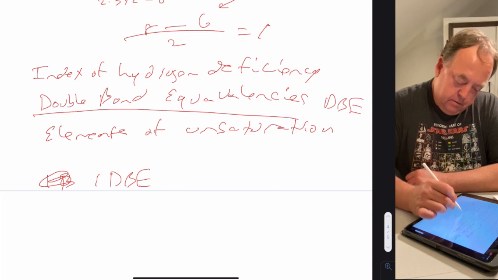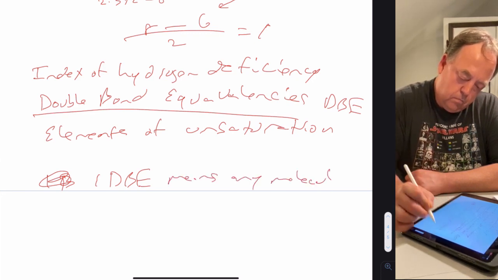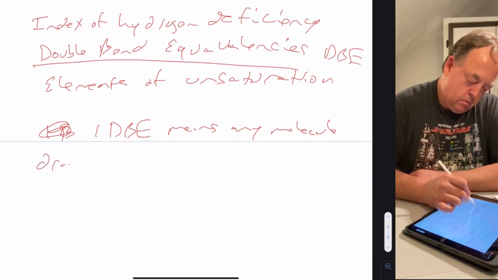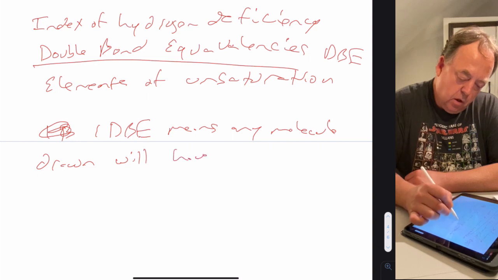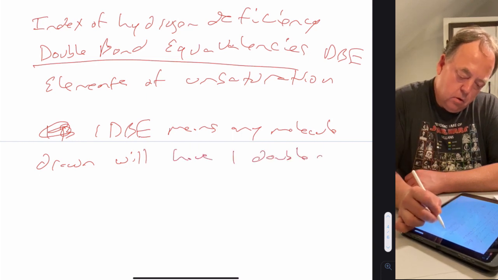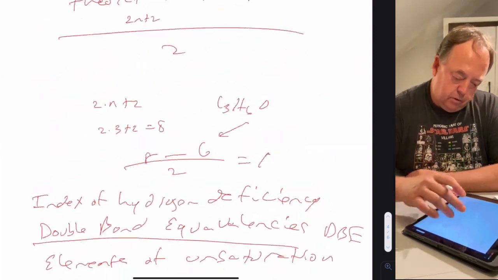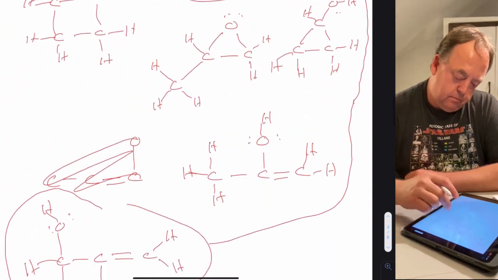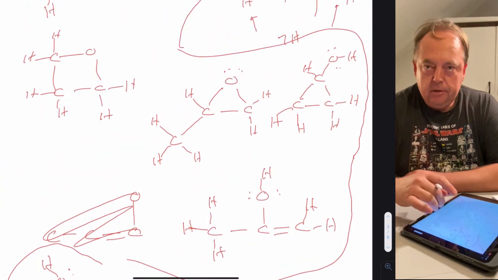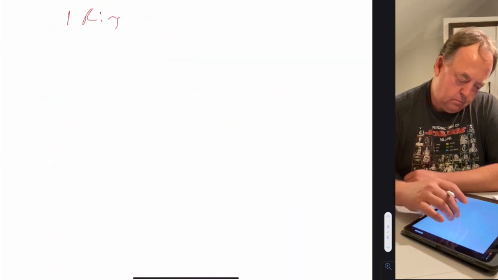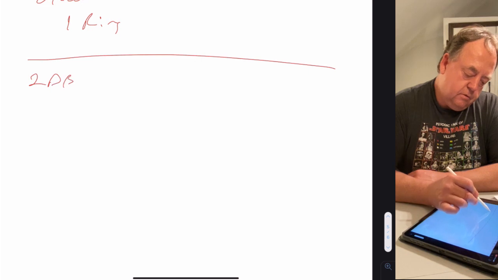what does that mean? That means any molecule that you draw will have one double bond or one ring. So if you notice, every single structure that I drew for C3H6O either had a double bond in it or had a ring in it. Okay, what if you had two double bond equivalencies?